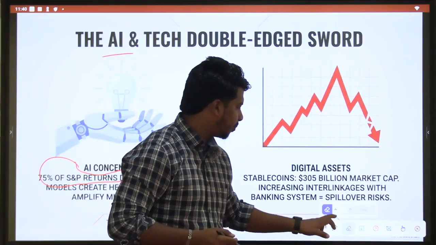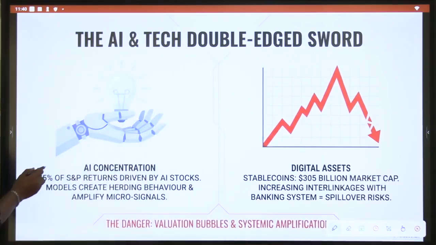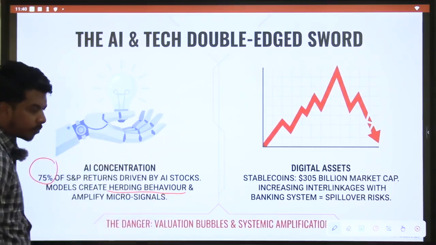So in its index, there are companies. Most of the companies which have high valuation are artificial intelligence companies. And these artificial intelligence models are creating herding behavior.